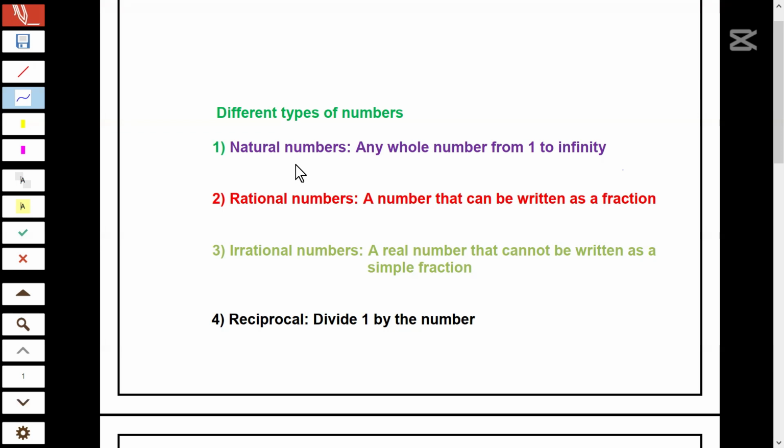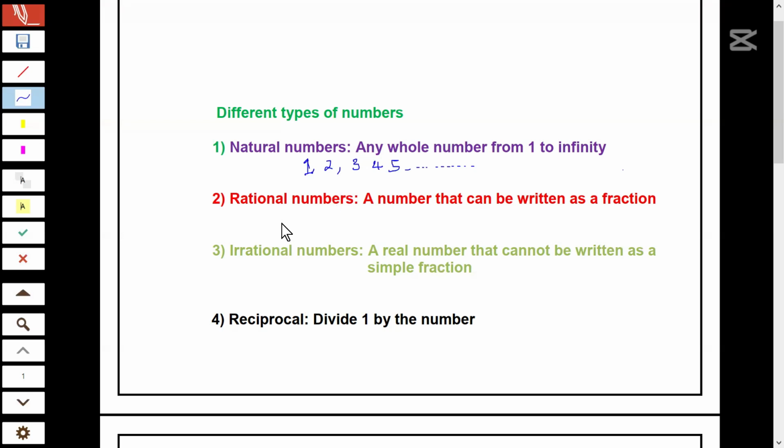For example, examples of natural numbers are 1, 2, 3, 4, 5, and so on. Just keep counting until infinity. So these are examples of natural numbers, excluding 0. 0 is not a natural number.